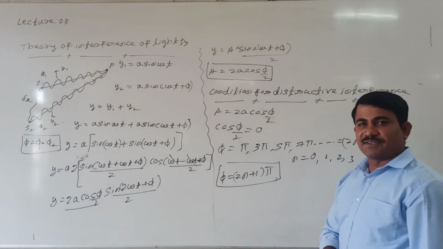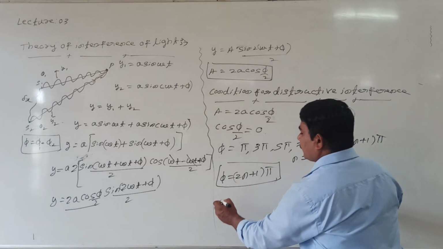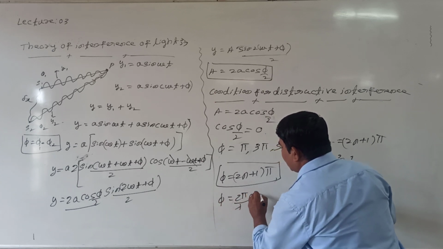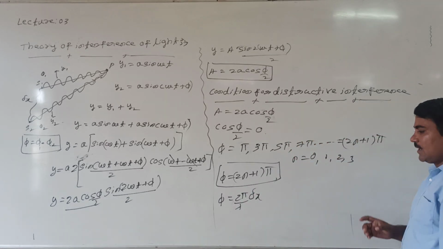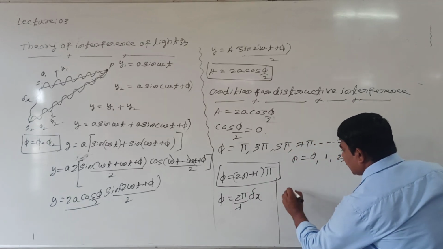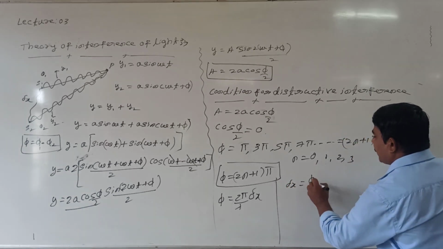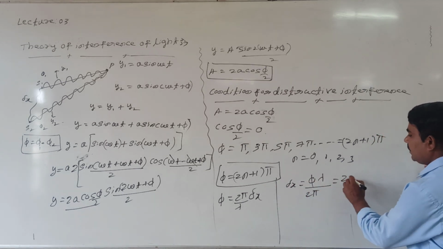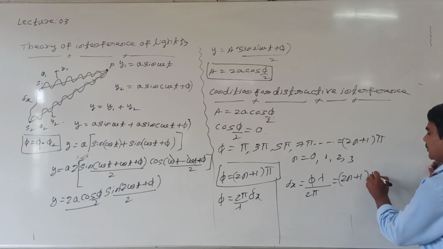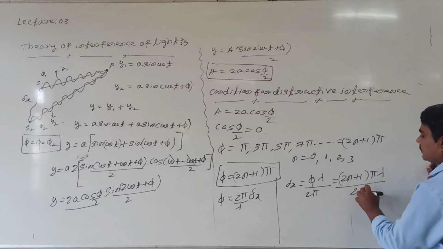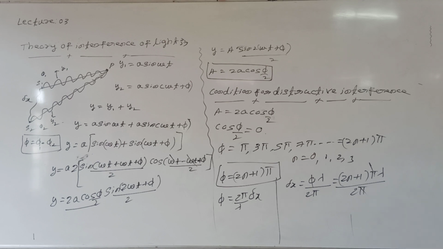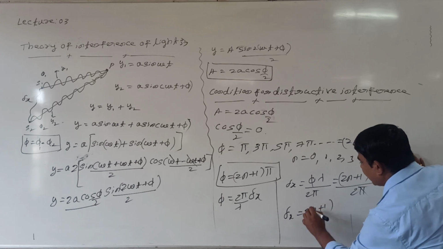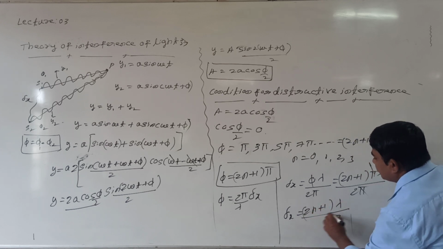Then what about the path difference? Again we know the relation: phase difference is equal to 2 phi by lambda into path difference, del x. What is the path difference for this? Path difference del x is equal to phase difference times lambda divided by 2 phi. What is the phase difference? 2n plus 1 into phi. The phi gets cancelled. Then what is the path difference again? Path difference is equal to 2n plus 1 into lambda divided by 2.